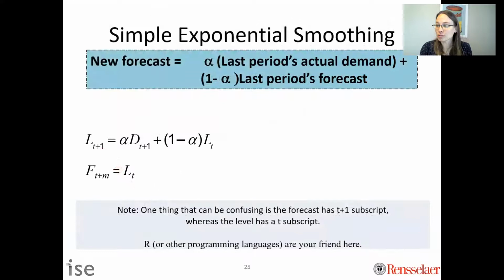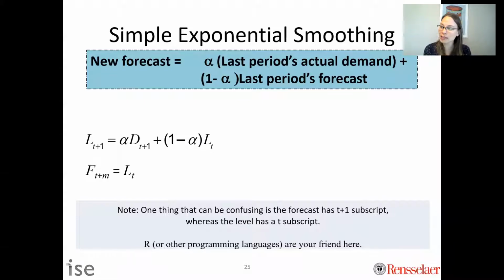All right, so how do we do this? Here are the equations. One thing I'm going to emphasize is these equations are relatively simple. The one in the blue and the ones below will give you the same answer, but they're actually two different ways of getting our forecast. What we're basically doing is we want the new forecast to be alpha times the last period's actual demand plus 1 minus alpha times last period's forecast. That's one way to calculate simple exponential smoothing.